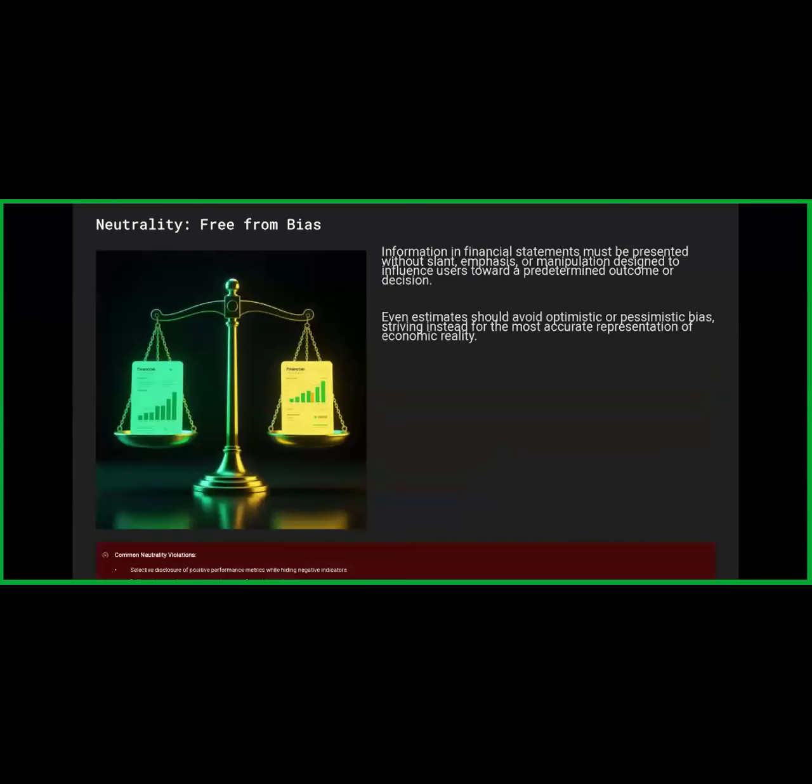Next is neutrality, that is, freedom from bias. The information presented in the financial statements must be presented without any undue emphasis or manipulation, because that misleads, and it may influence the users towards predetermined outcomes and decisions. That may hamper their long-term benefits. Investors have losses in their investment, and the company has losses in reputation, image, revenues and profits. So the information you include in the financial statements must be unbiased, that is, neutral information must be there.